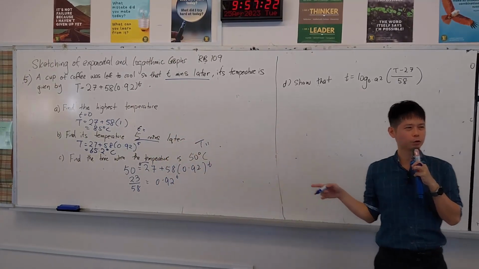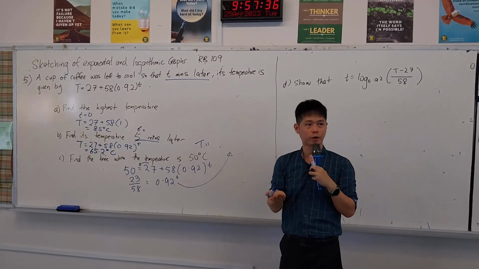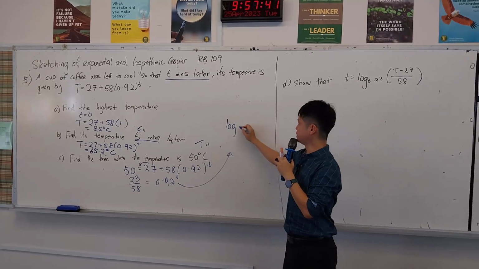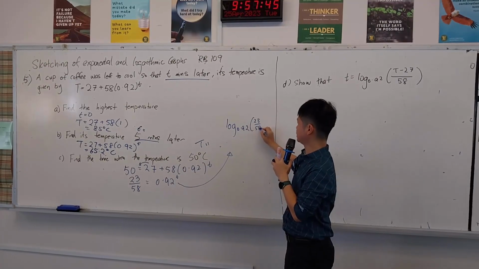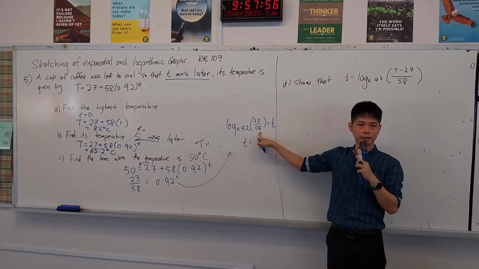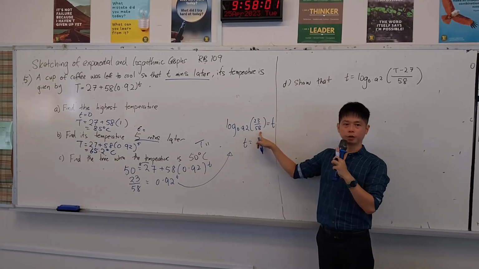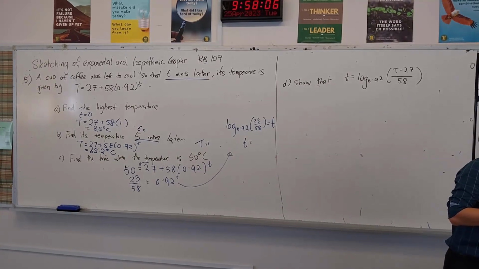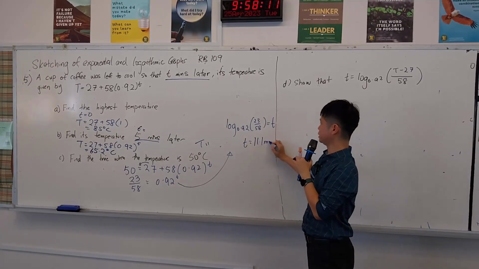This is the part that's important. How do I solve? Yes, correct. This is an exponential form, right? You just change to a logarithmic form to solve this. So I will have log base 0.92 of 23 over 58 equals to t. Log 23 over 58 over log 0.92 is 11.09. Answer will be 11.1 minutes.